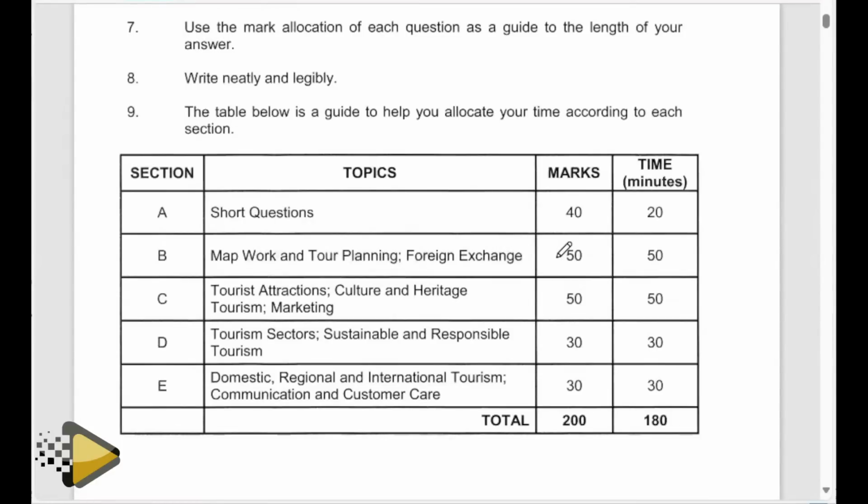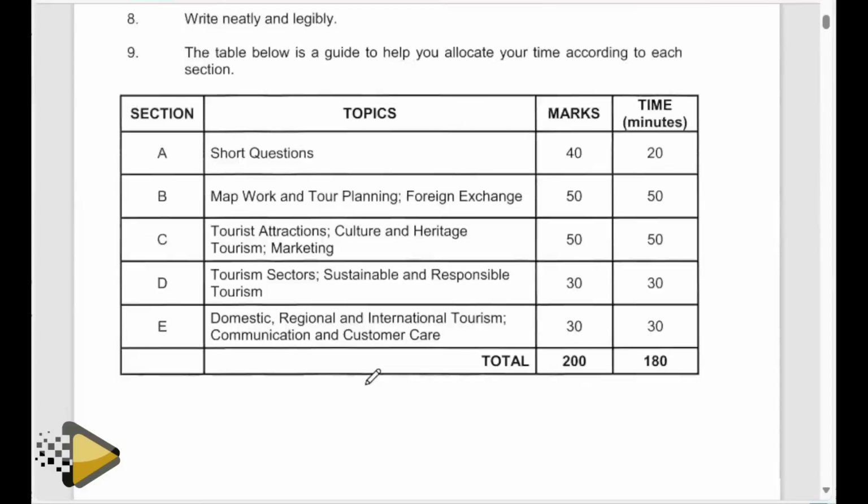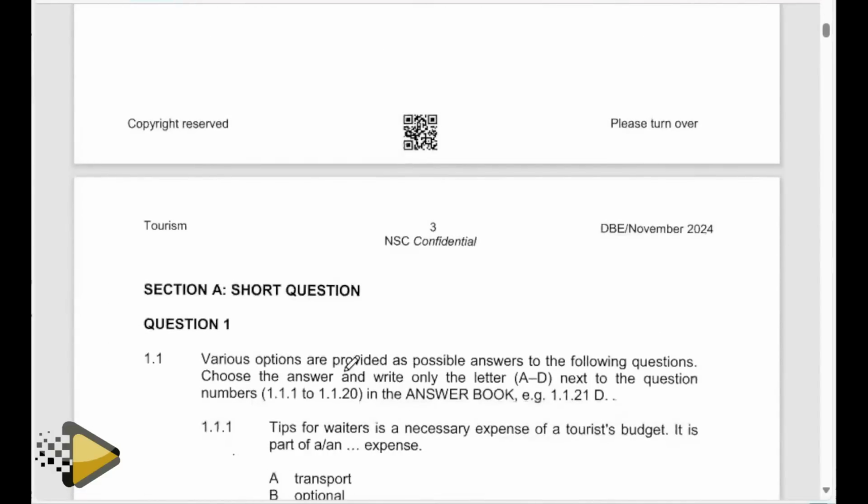Then tourist attractions, culture, heritage, and tourism fall under section C. On section D, you find tourism sectors, sustainable and responsible tourism. Then we also have domestic, regional, and international tourism, customer communication, and customer care. Then moving on to the short sections, the short questions.